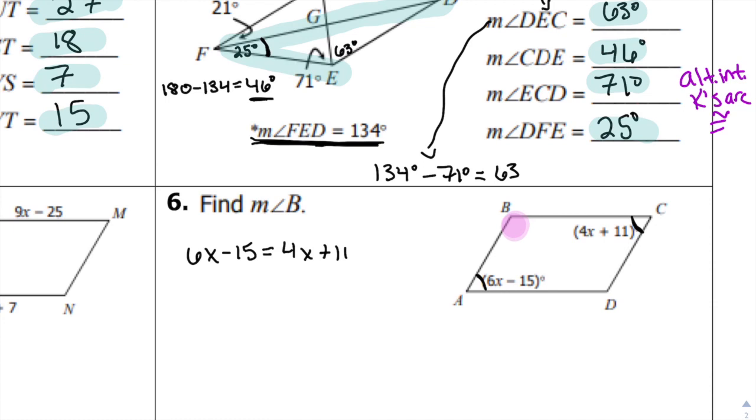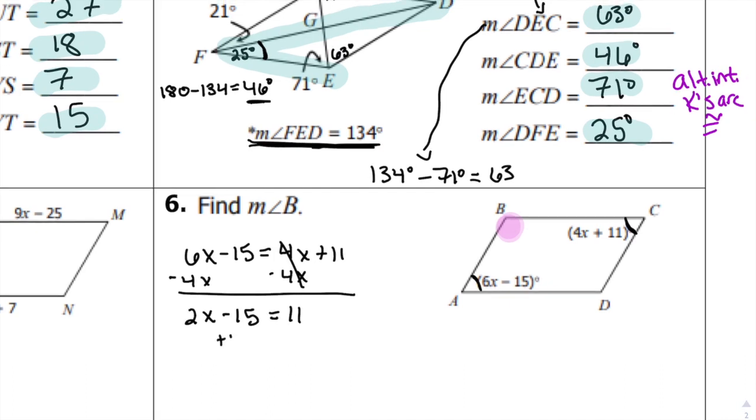Can we solve this equation for x? Yes, we can. Let's bring that 4x over by subtracting it on both sides. So that makes 2x minus 15 equals 11. Now let's bring that minus 15 over by adding it to both sides. And then I have 2x equals 11 plus 15, which is 26. Divide that by 2. And I have x equals 13.